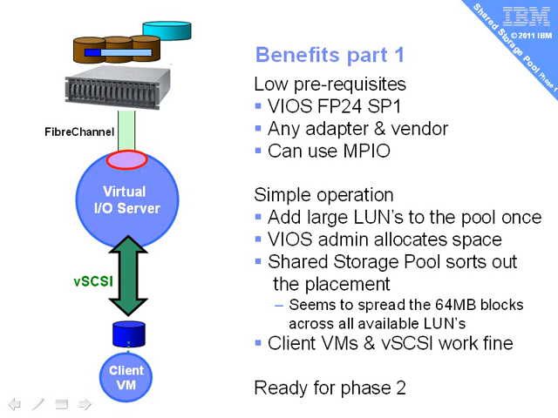For the client side, they just see virtual SCSI devices, and they know how to do that. We've known that since 2005. So any client VM that supports virtual SCSI will work just fine, and it'll be unaware of the fact that it's using this new technology under the covers. So AIX and Linux, Red Hat and SUSE, and IBM i should all work fine. And of course once we've adopted this technology we're ready for phase 2, where we get a whole set of new features.